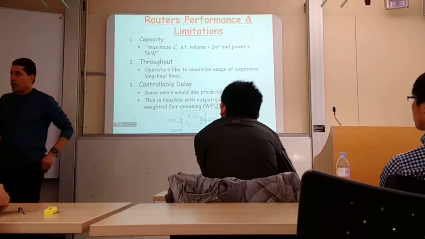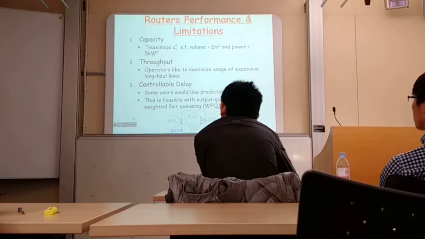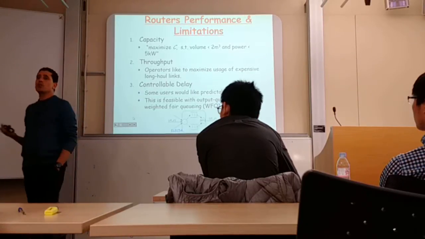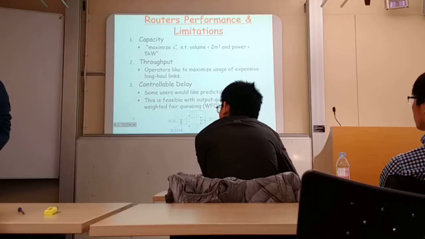What else am I going to talk about? We still have quite a bit to cover today, but we are going to be running out of time. It's all right. Now, performance and limitations. So the main key performance point of a router is its capacity. Capacity is the number of bits per second the router can handle, which is referred to as C.